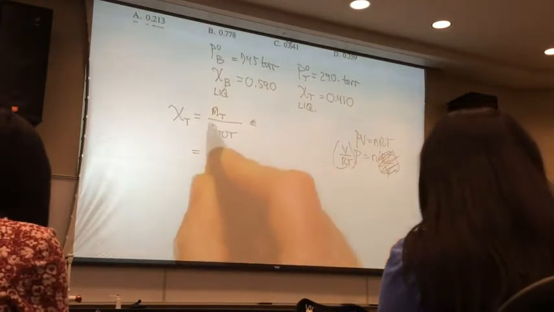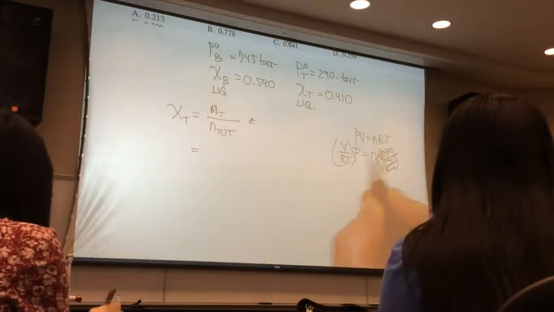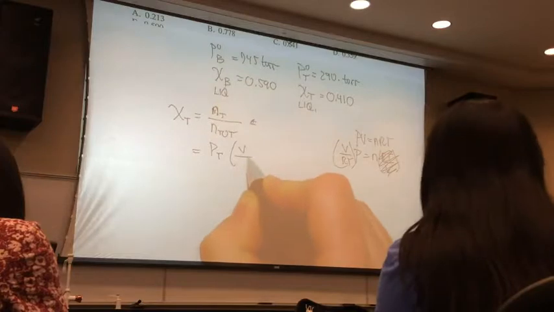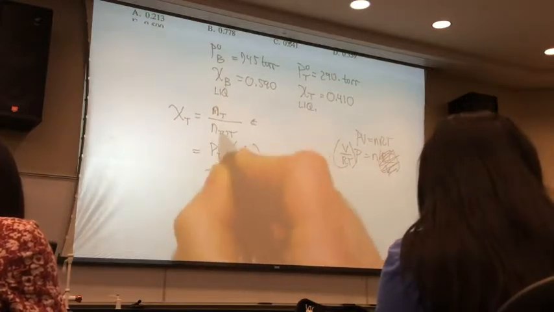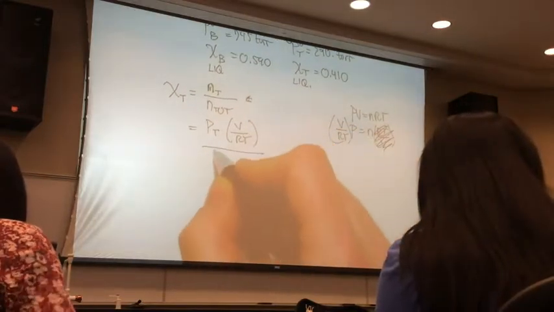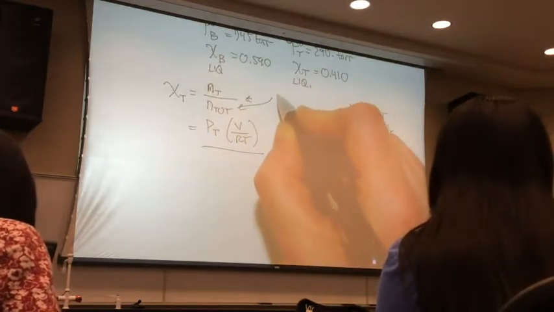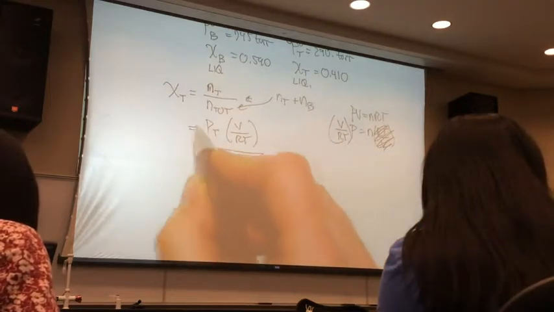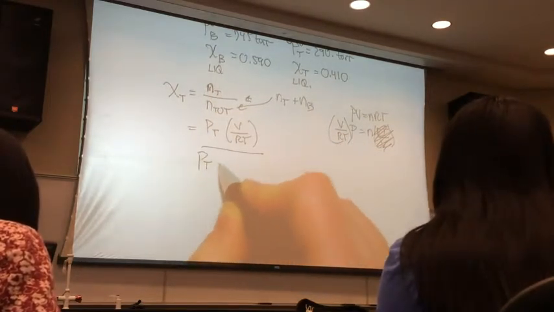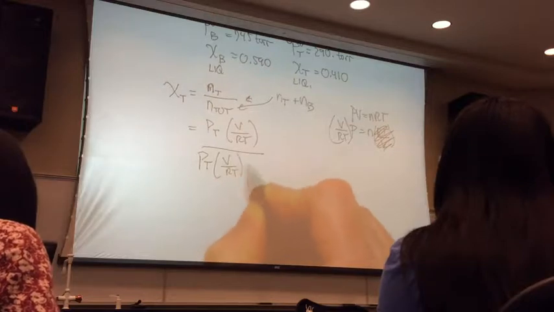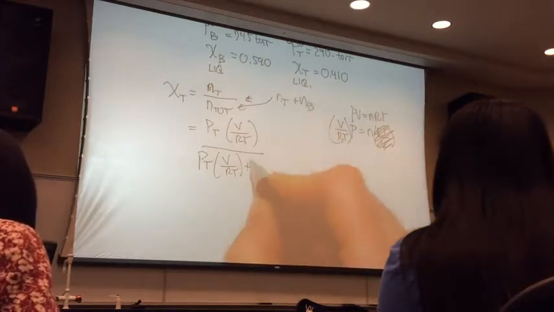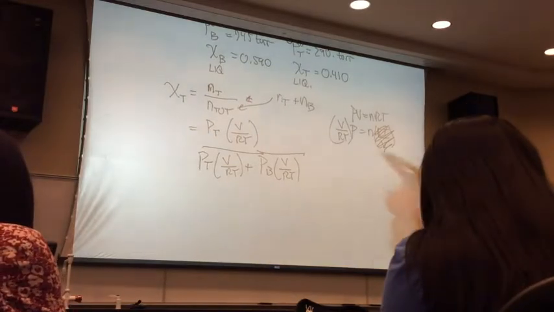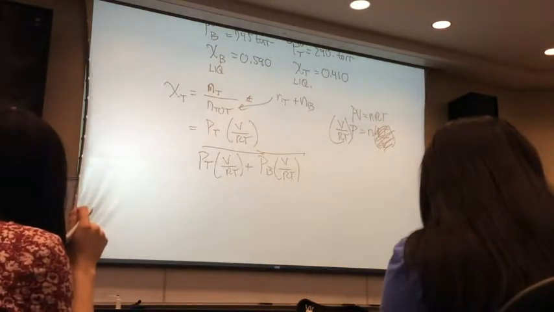So what that means is that the moles of toluene is going to be the pressure of toluene times V divided by RT. And the total pressure down here is going to be the moles of toluene plus the moles of benzene. So the moles of toluene is the same thing, PT V over RT, plus, right? Moles of benzene will be the pressure of the benzene, V over RT. With me so far, right?